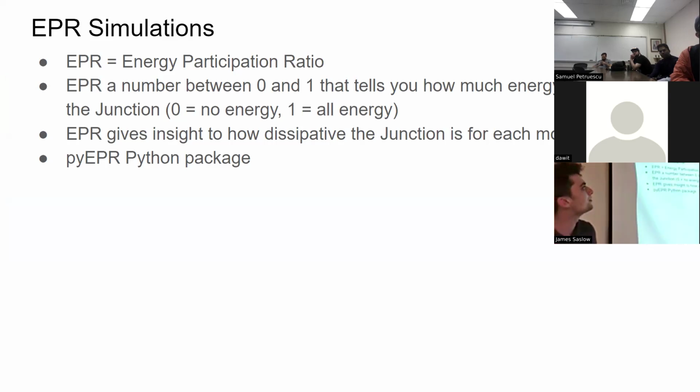And EPR stands for energy participation ratio. It's a number between 0 and 1. And it tells you how much energy is stored in the Josephson junction. So an EPR of 0 means that there's no energy stored in the Josephson junction. And an EPR of 1 means that all the energy is stored in the Josephson junction. And EPR gives you some insight of how dissipative the junction is. So it tells you something about the performance of your junction and the performance of your qubit overall. And you can also find this in the EPR Python package.